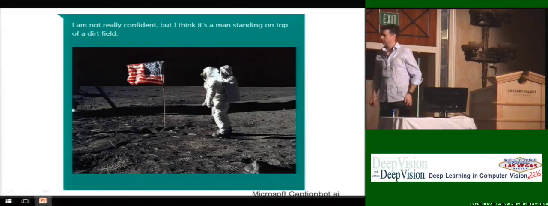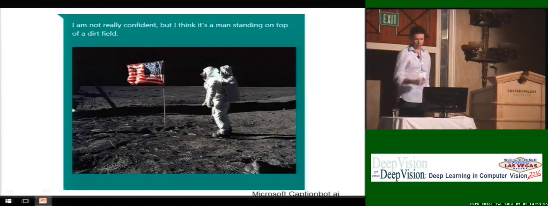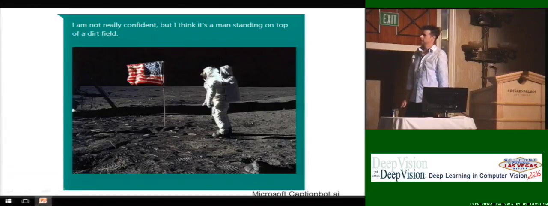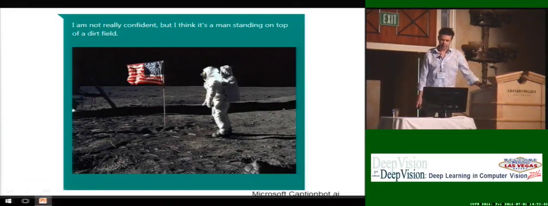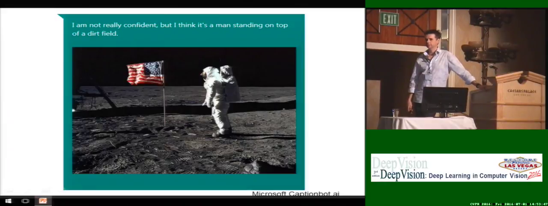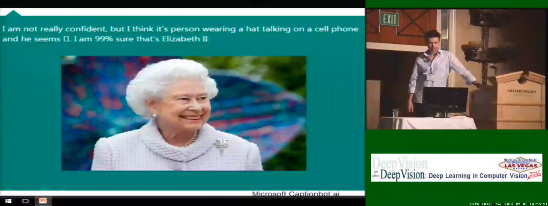So this is captionbot.ai. It's from Microsoft. I'm not picking on them particularly. I think it's a perfectly good image captioning process. But its guess here, in case that text is too small, is: I'm not really confident, but I think this is a man standing on top of a dirt field. That's a pretty iconic image, something that most children would recognize, but this thing has no idea.